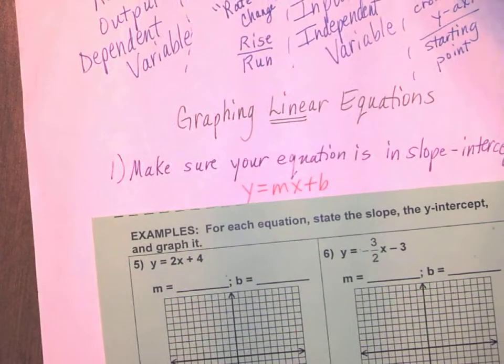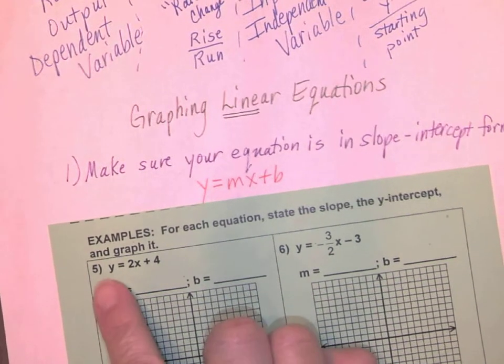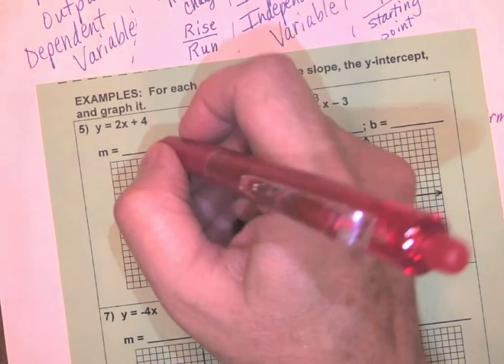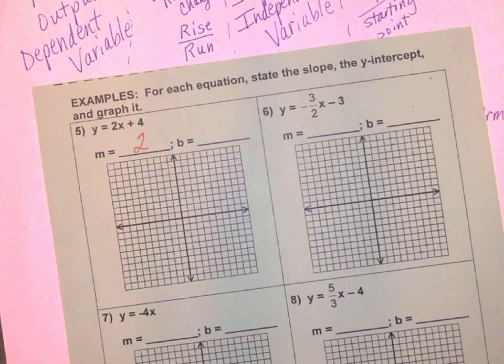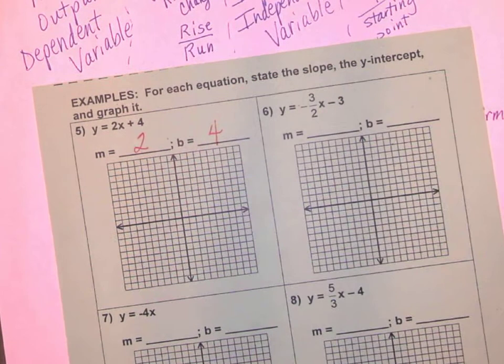Let's follow our steps here. Make sure our equation is in slope-intercept form. Is this one y = mx + b? Yes, it is. So what is m? M's always attached to the x. M is 2. What is b? B's always added last. There's b.